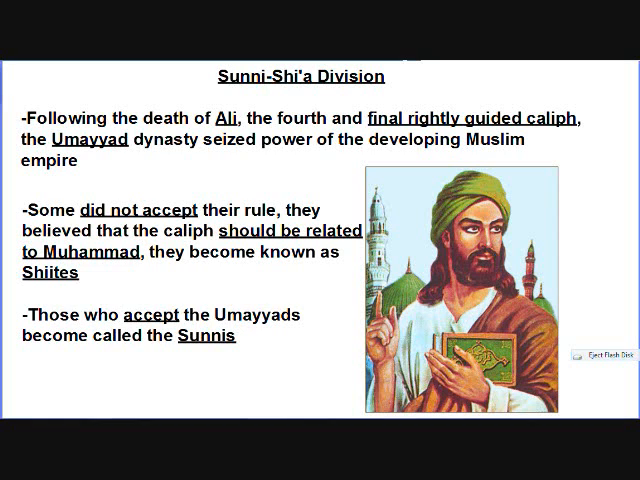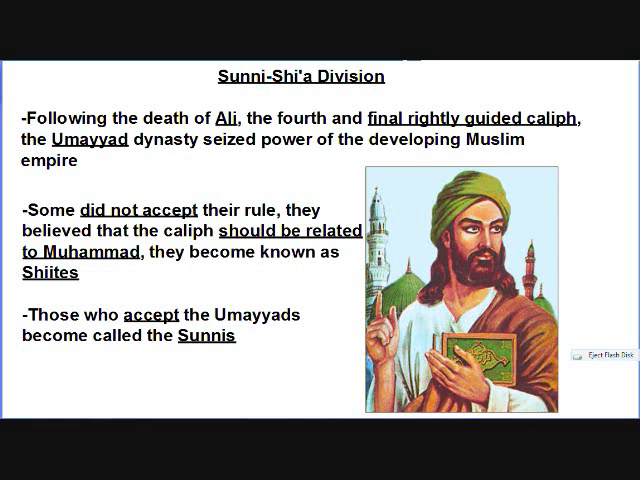So, they seize power, and some people don't accept their rule because the rulers of the Umayyad Caliphate are not directly related to Muhammad. What we get here is the split between the Shiites and the Sunnis. You might see Shia, you might see Shiite. It means basically the same thing. If you were a Shiite or Shia, you thought that the descendants of Muhammad have to be related to Muhammad.